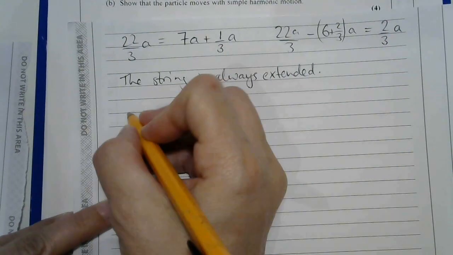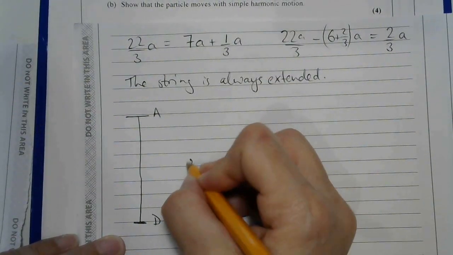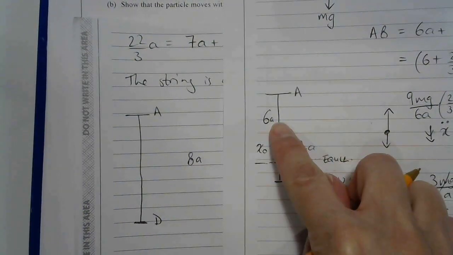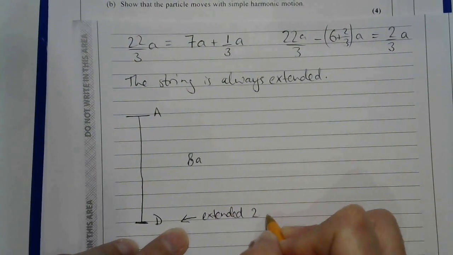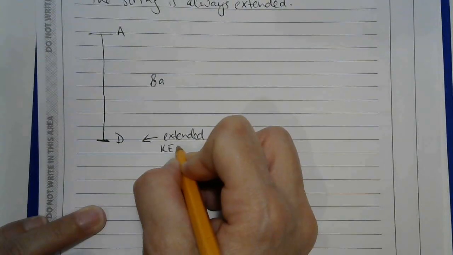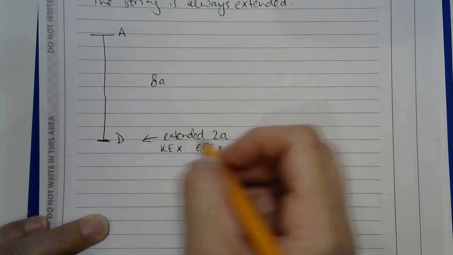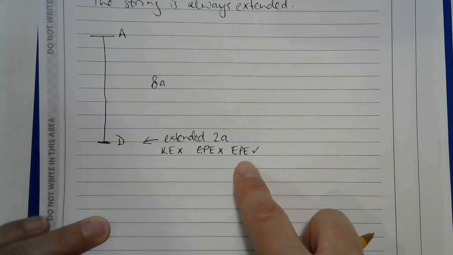So what we would have here is A, we've got D, which is down here, and we know that that distance is 8a, and at that point the extension of the string would be 8a minus 6a. So when the string is here, then it is extended by 2a. We know that here it's held and released from rest, so the kinetic energy will be 0, and we can say the gravitational potential energy is 0 at this point, but there is some elastic potential energy. Okay, so no kinetic, no gravitational potential energy, but there is some elastic potential energy.